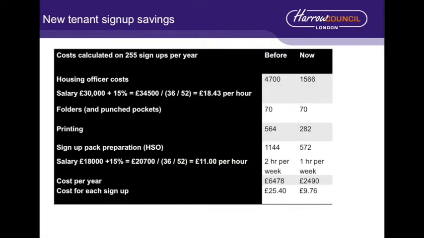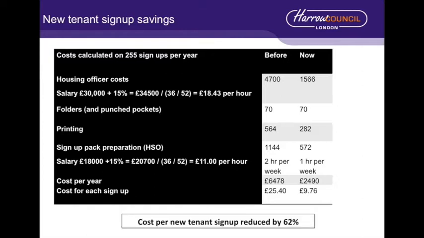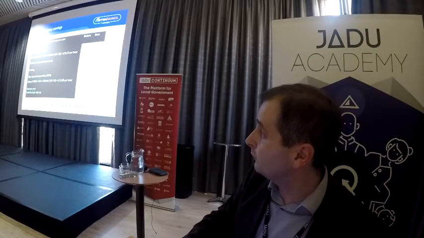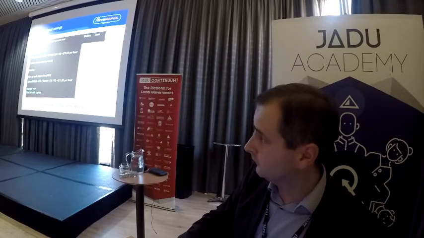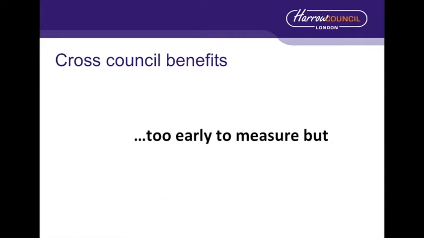Because of the new tenant sign-up process, this is the calculations which we've used in terms of realising the benefits. We've had a cost per tenant sign-up reduced by 62%. So before it was £25.40, now it's £9.76. There are cross-council benefits, but we think it's too early to measure.